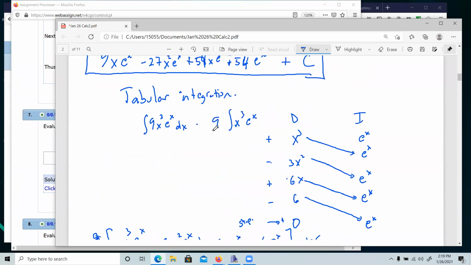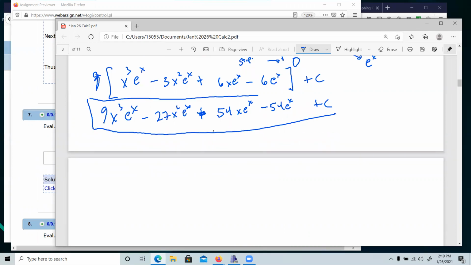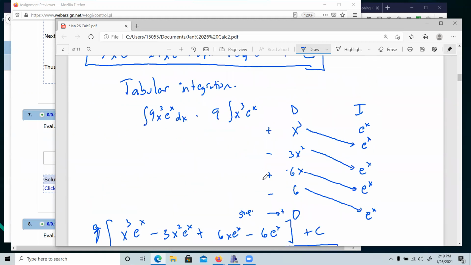To worry about that, make sure you carry all your signs around, sines too, if that's the kind of problem it is. But this is a very easy way to integrate an x to the n, e to the x kind of thing, and that's where you want to use this.